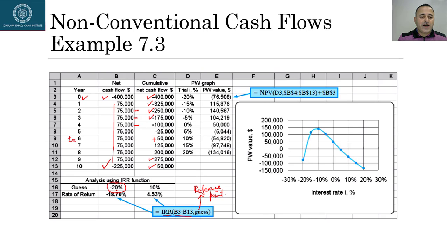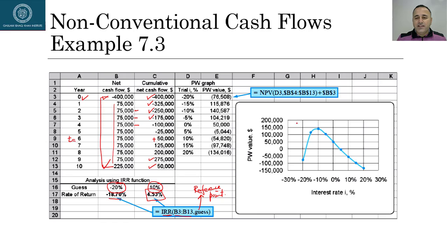And of course, IRR by definition is the rate at which the PW is equal to 0. So if I plug in minus 18.70, my PW for this cash flow will be equal to 0. On the other hand, if I provide a guess of 10%, the computer is trying to find a solution of IRR close to 10%. In this situation, it returns a value of 4.53.